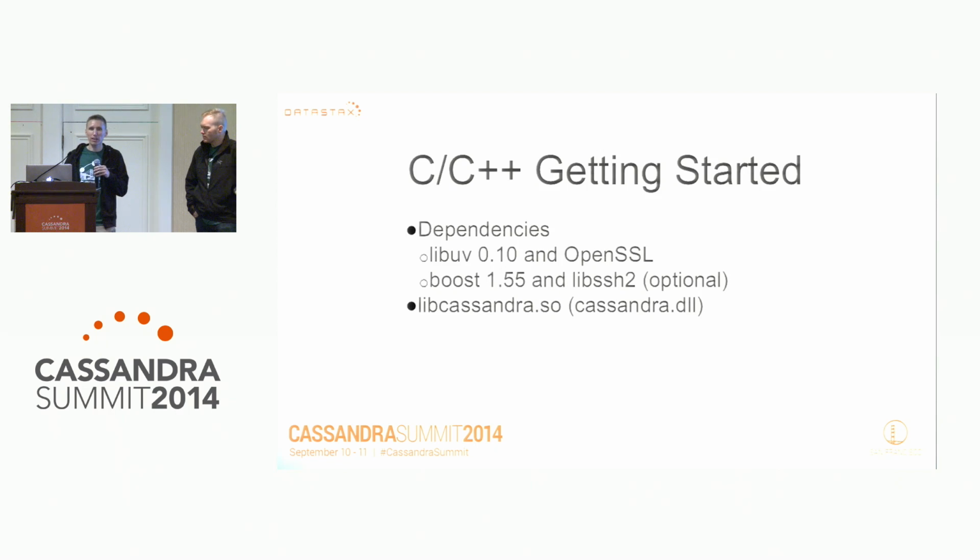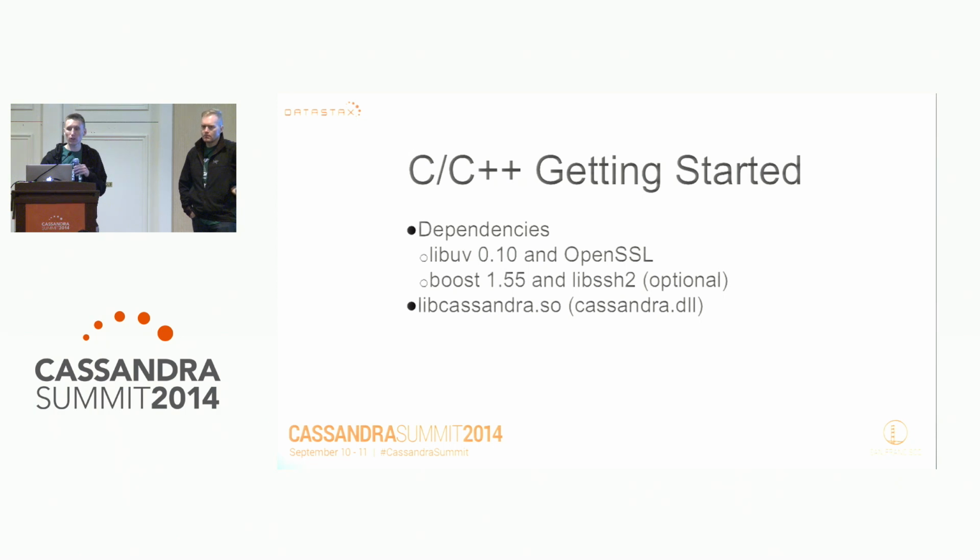So getting started, you're going to need to install a couple of dependencies, and we have very few dependencies, and that was another goal. So libuv and OpenSSL, and if you want to test and become a developer, you're going to need to install Boost and libssh2 to run tests. So to get started, you're going to include Cassandra.h, you're going to link against libcassandra, and you're ready to go. So let's dig into what this API looks like a little bit.